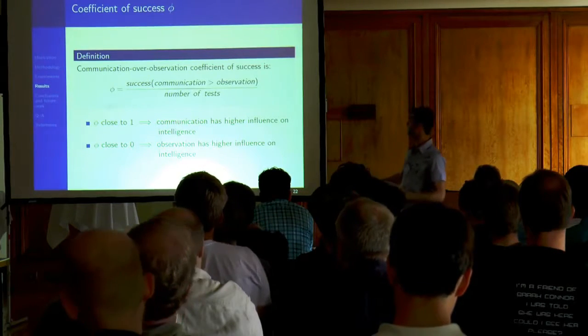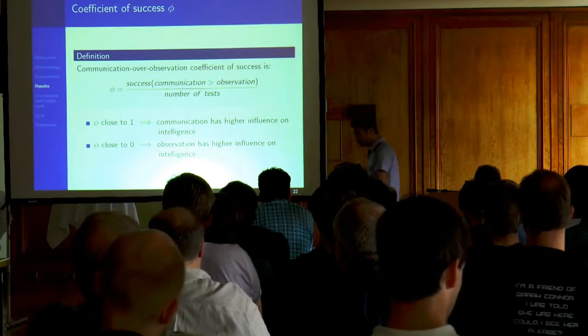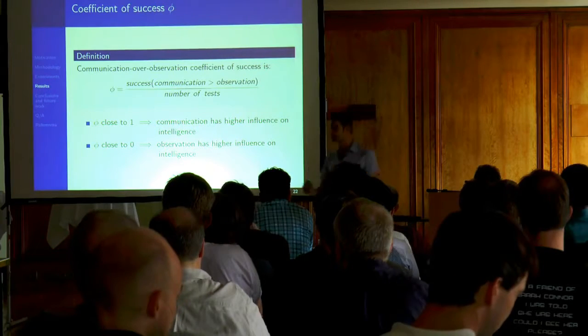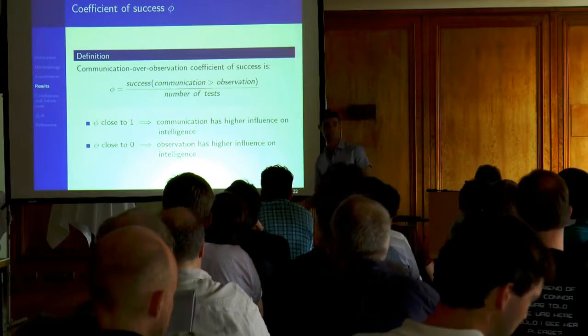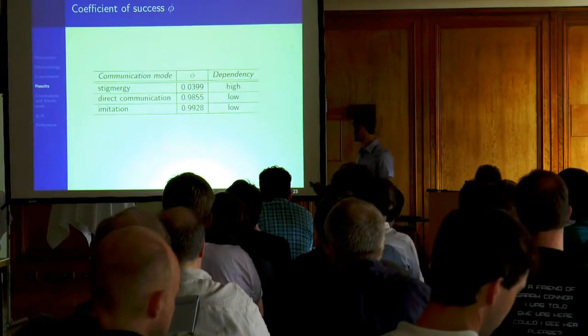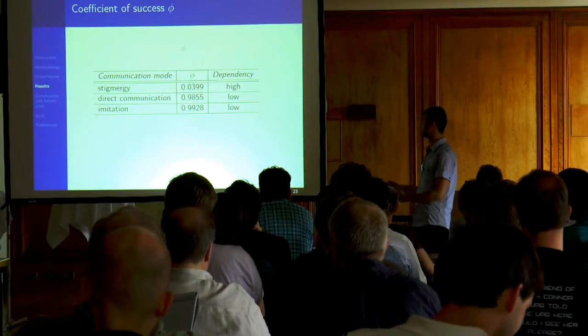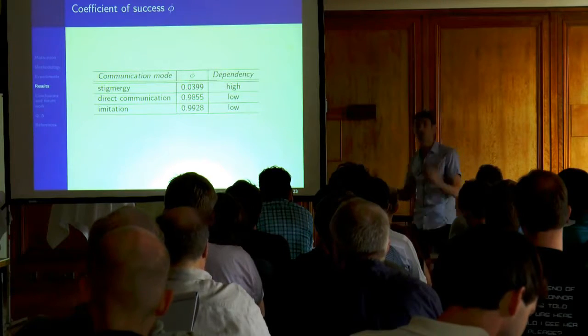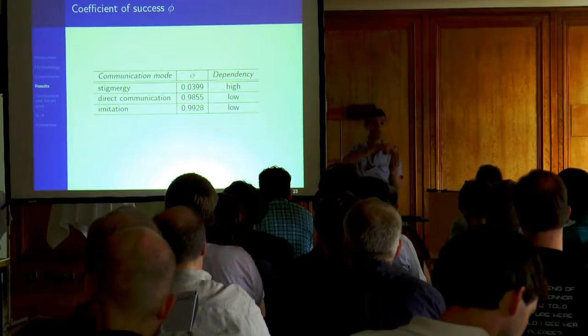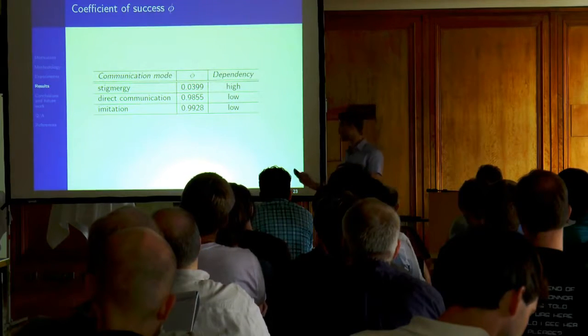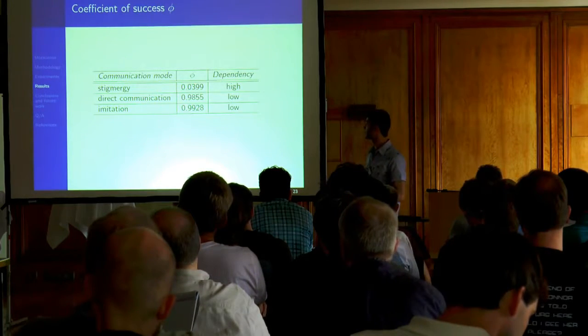So we calculated the phi here, which is the success of communication over observation. If it's close to 1, it means that communication has a higher influence, and if it's 0, it means it's the inverse. So what we found is that for sigma g, we have a very low observation coefficient of success phi, which shows very high dependency of communication on observation. There is a huge dependency, and it's not the same in other communication modes.